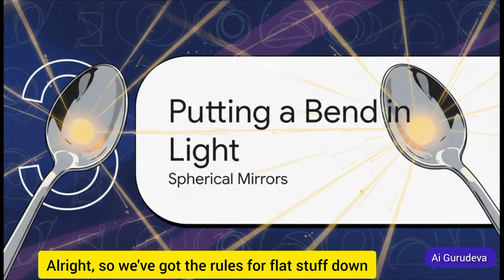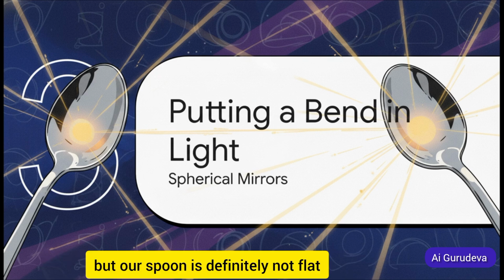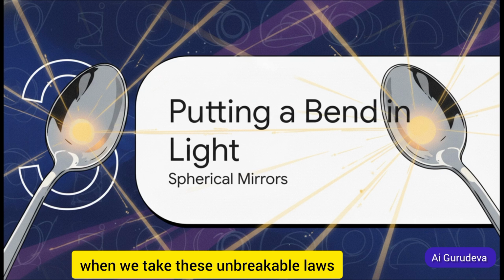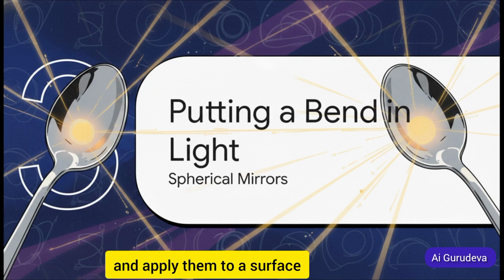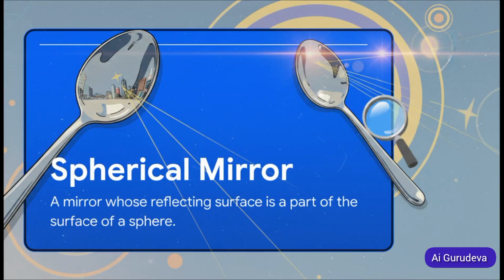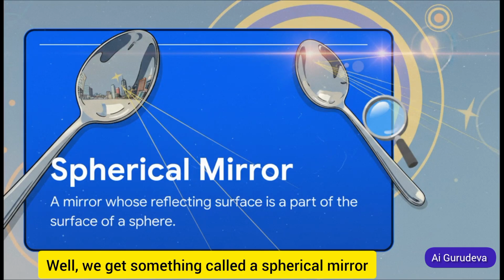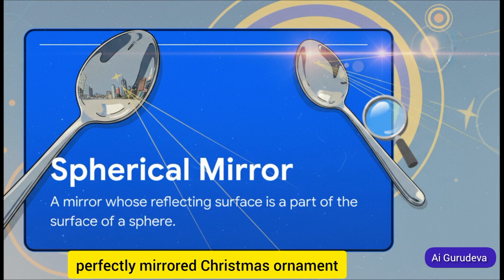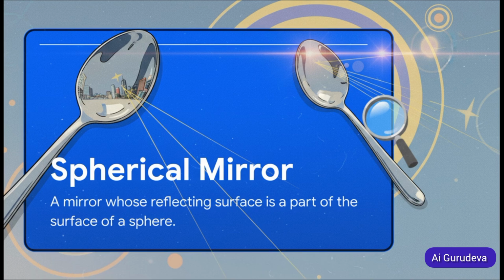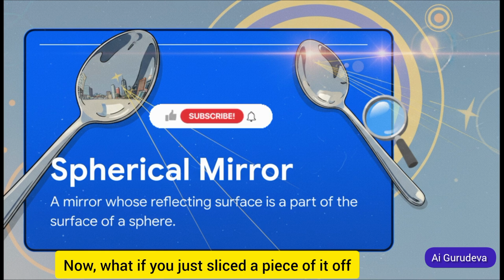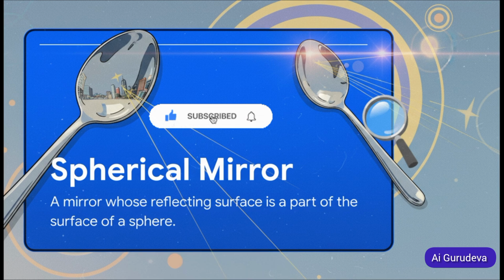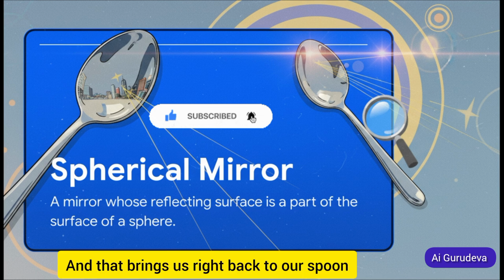All right, so we've got the rules for flat stuff down, but our spoon is definitely not flat. So what happens when we take these unbreakable laws and apply them to a surface that has a curve? Well, we get something called a spherical mirror. The best way to think about it is to imagine a giant, perfectly mirrored Christmas ornament. Now, what if you just sliced a piece of it off? That curved slice you're holding, that's a spherical mirror. And that brings us right back to our spoon.